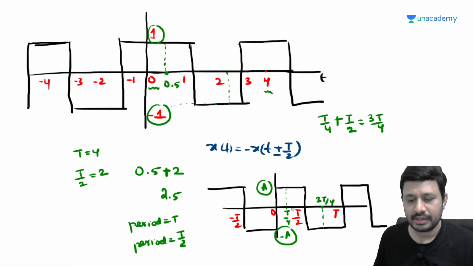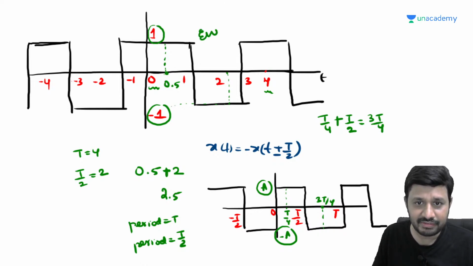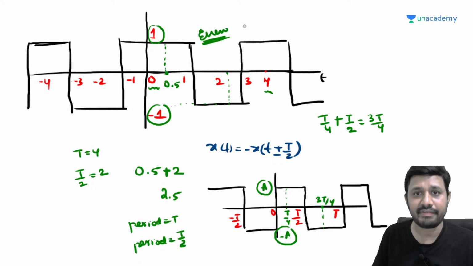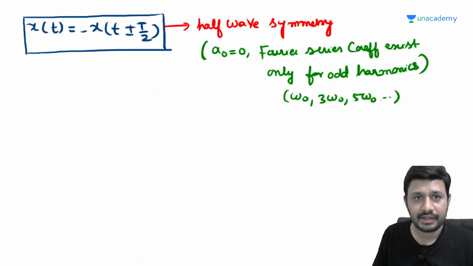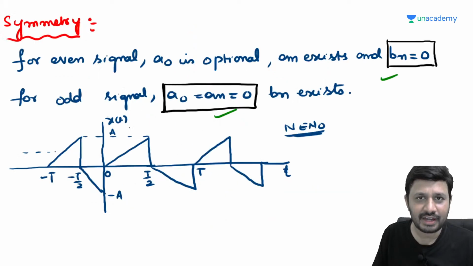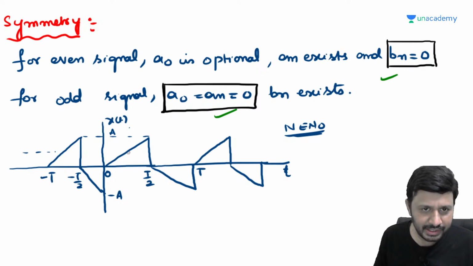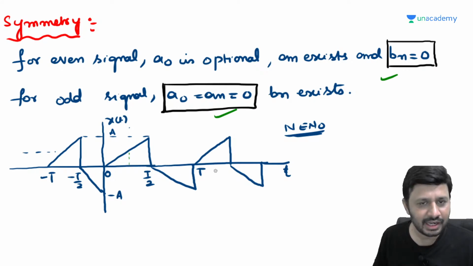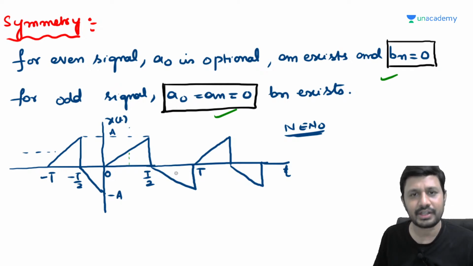Half-wave symmetric, but this is odd and half-wave. This one is even and half-wave. Right? In the same way, you can observe this one also. Whether this is half-wave symmetric or not, how to verify? You take some point here, observe that value, take half of the period, add or subtract that half of the period, and observe the value at that point. Right. Hope you are comfortable.